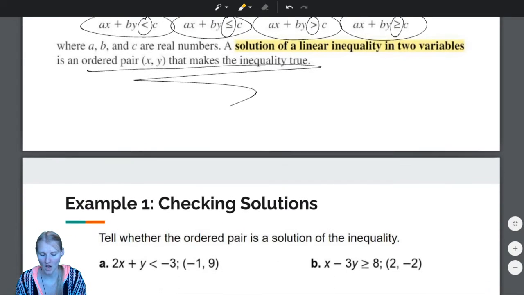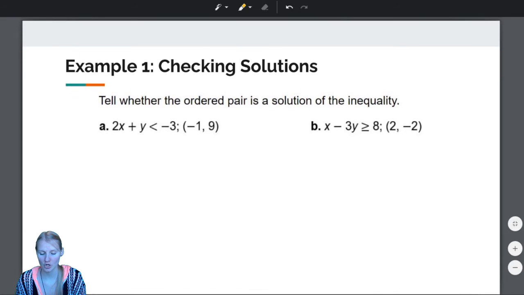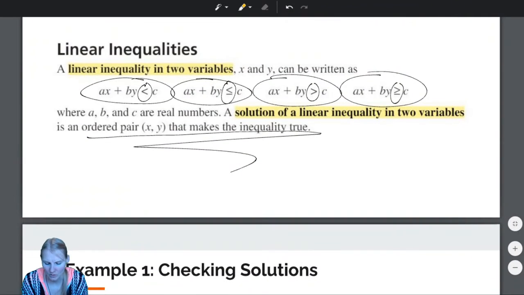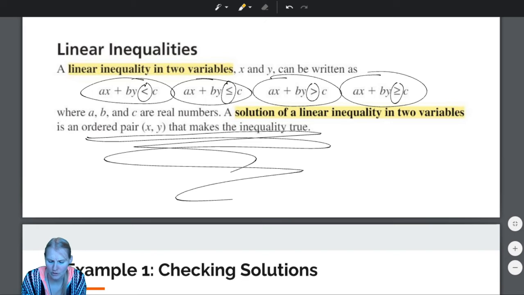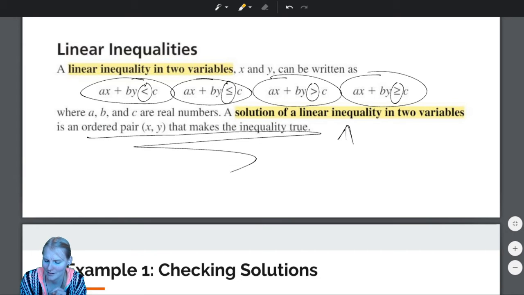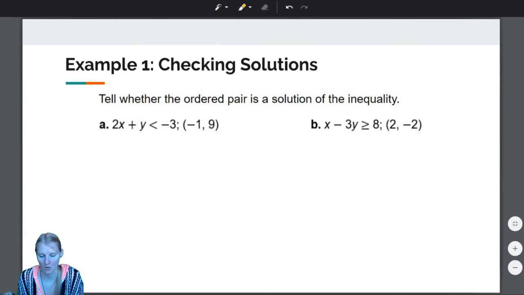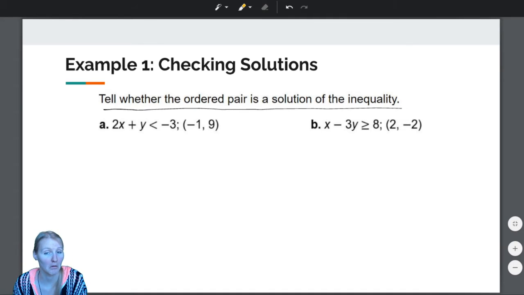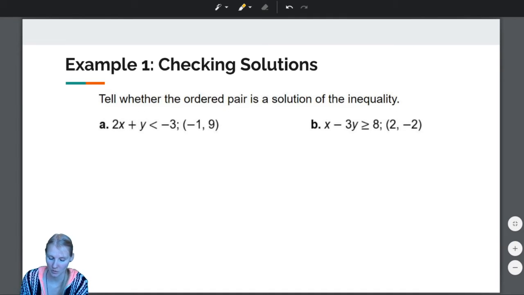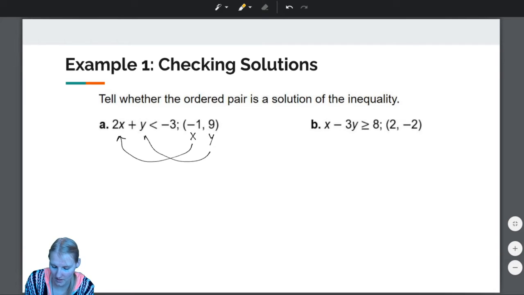Okay, so the first thing that we're going to do is check solutions. I want to know what they mean when they say an ordered pair that makes the inequality true. What are they talking about? I want to understand this solution of linear inequality stuff. So, the instructions tell us to tell whether the ordered pair is a solution of the inequality. Well, we're going to take our ordered pair, our x and our y, and plug them into the inequality. See what happens. See what we get.